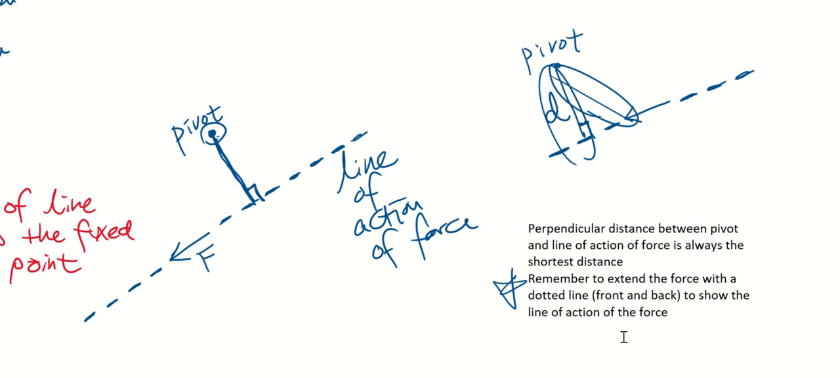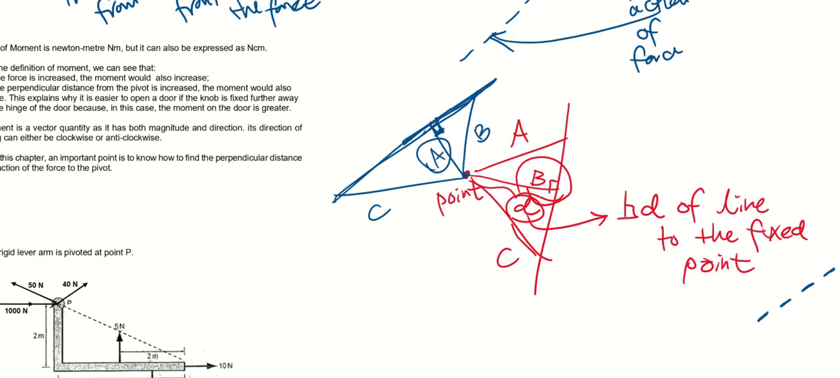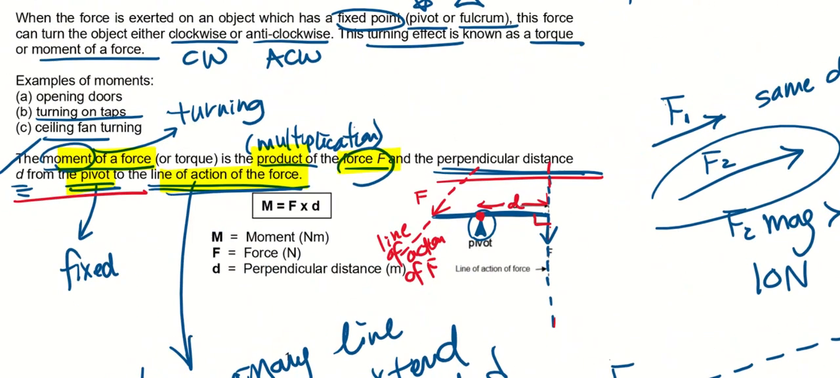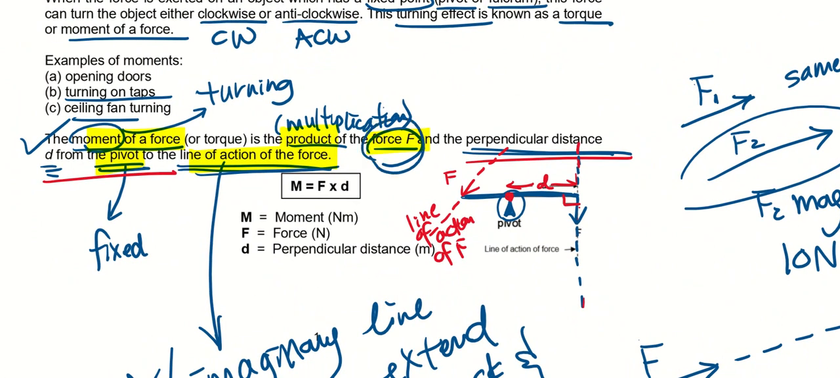Because once you have drawn the line of action of the force, it is then very easy to determine this perpendicular distance. Okay, so let's go back to the definition of moment. Moment of a force is the product of the force. You take the force, you multiply by the perpendicular distance d, from the line of action of the force to the pivot, or from the pivot to the line of action of the force. That means I'm looking for that perpendicular distance.